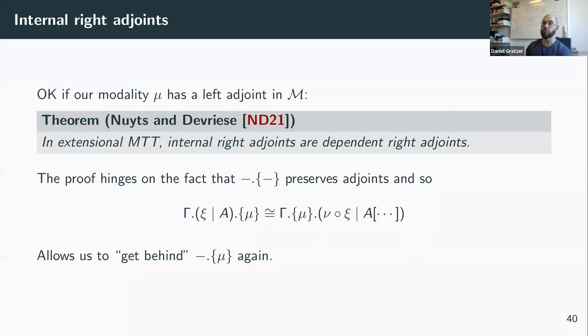And in extensional MTT, internal right adjoints are dependent right adjoints. The proof hinges basically on the fact that two functors preserve adjoints. So the context operation associated with mu is a right adjoint. And this gives us enough properties to produce this isomorphism that I've highlighted here, saying that if you restrict by mu, you can compose by the left adjoint nu and push the left adjoint further and further along the context. The consequence is that you don't end up in those stuck positions that I was describing before, because you can resolve the adjoint, or the lock, on the context. It's a fuzzy intuition, but the result is very useful in practice.